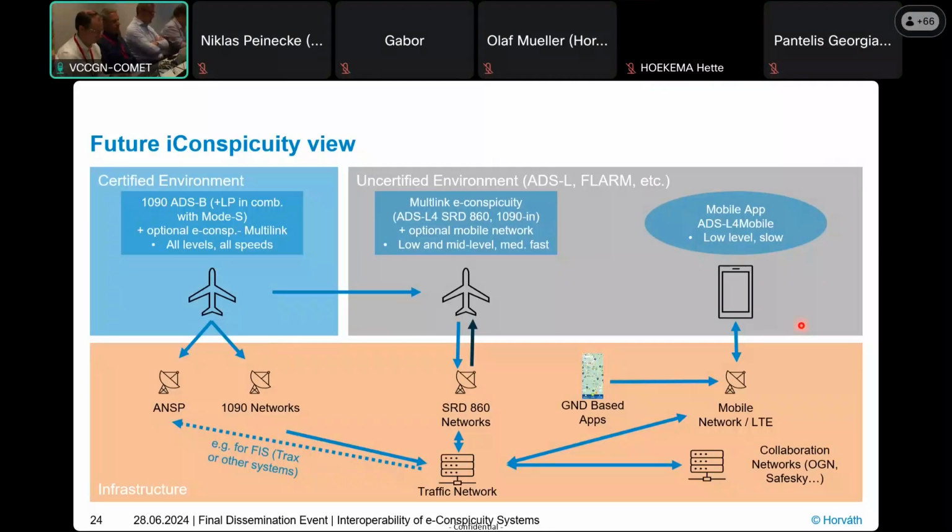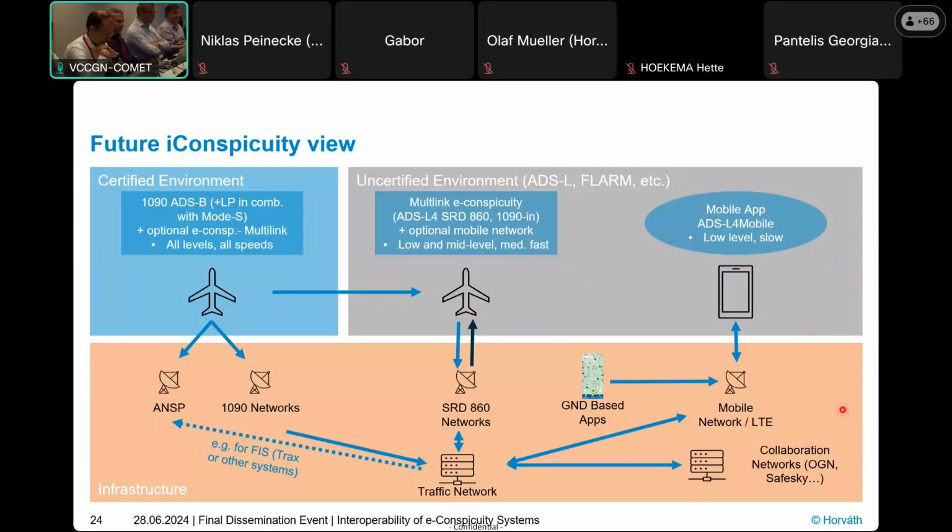In the uncertified environment, that includes the ADSL systems, FLARM systems, and other multi-link systems. Like, for example, an ADSL for SRD860 together with 1090 in. And optionally with the mobile network connection, it will be a good multi-link system. That's good for low and mid-level flying and medium to fast aircraft. And also, there's an upcoming number of mobile applications. They are for low-level and slow-flying aircraft, and they are connected to the mobile network.